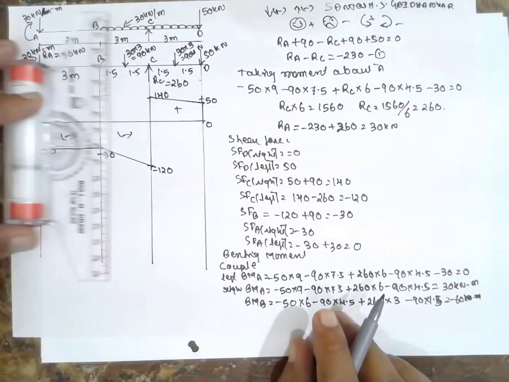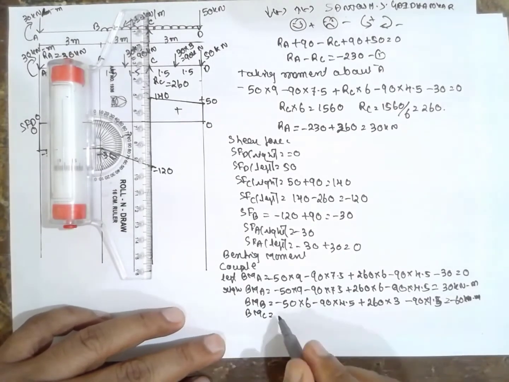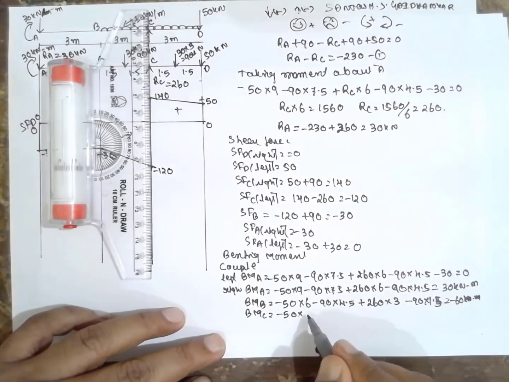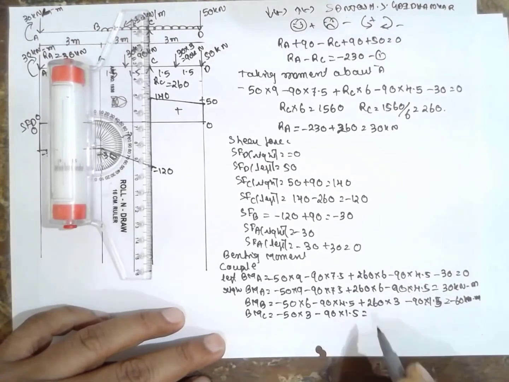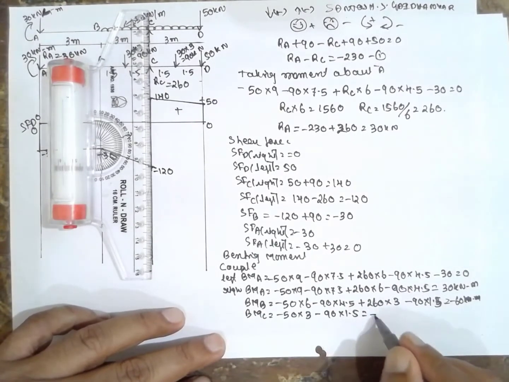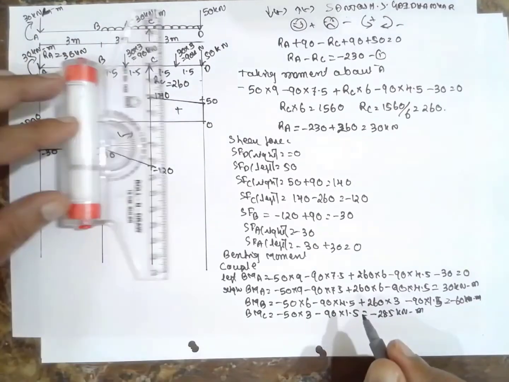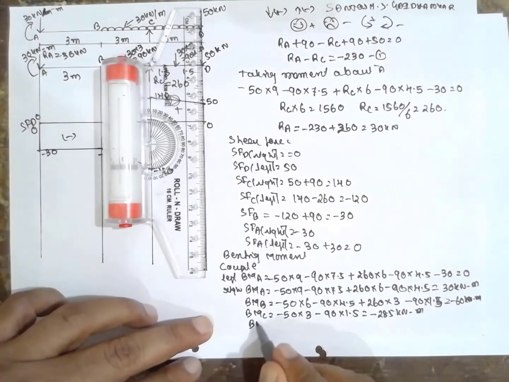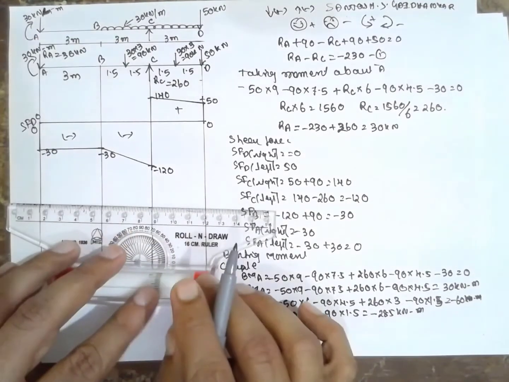Now the bending moment at C. Bending moment at C, minus 50 into 3 minus 90 into 1.5. Answer is minus 285 kilonewton meter. And bending moment at D will be 0. Now drawing the bending moment diagram here.